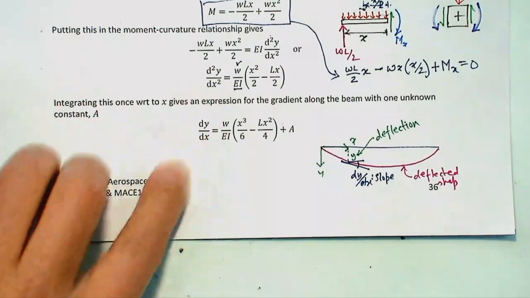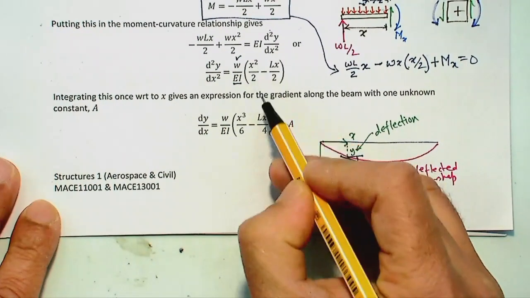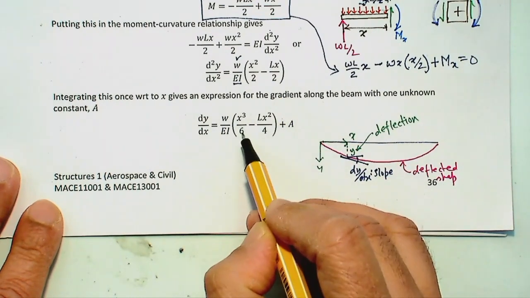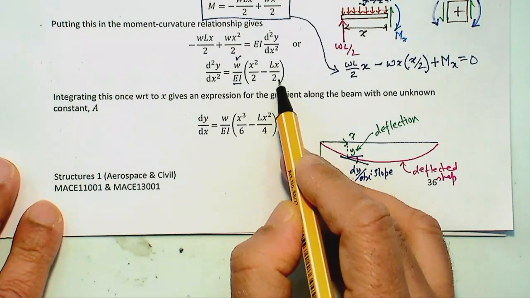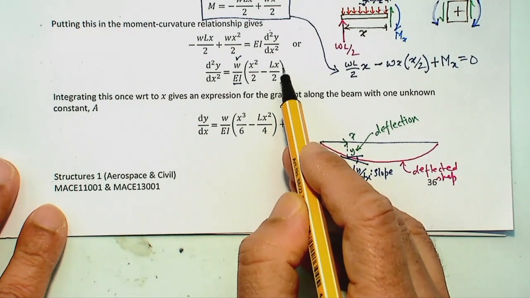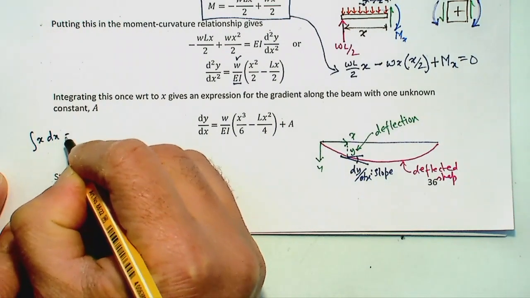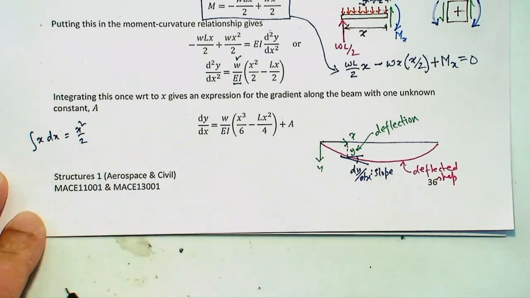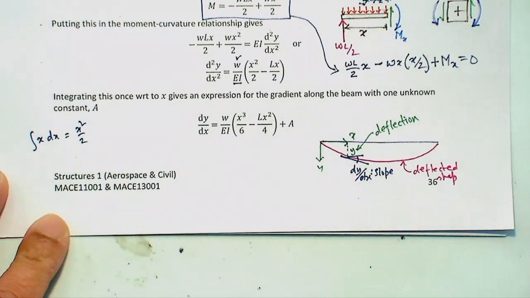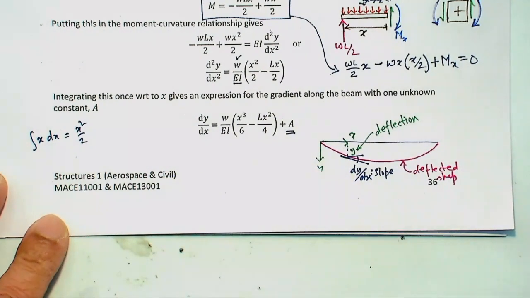So if you integrate it once, the integration of x square gives you x cube over 3. Multiply that with 2 in the denominator, that gives you x cube over 6. For the integration of Lx over 2, L over 2 is constant, since length is constant, so the integration of x dx gives you x square over 2. So x square over 2 times 2 in the denominator gives you x square over 4. Then of course you add an integrating constant, which is a, which you don't know yet.